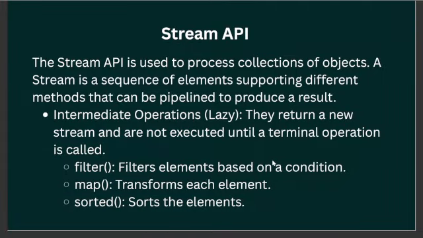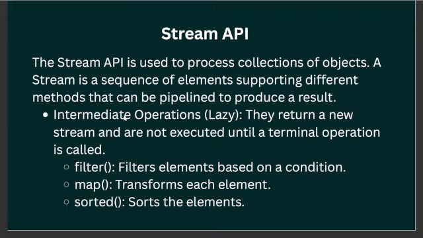The next topic will be Stream API. Let's talk about Stream API, which is used to process collections. It works with two types of operations, which I will explain. The Stream API is used to process collections of objects. A stream is a sequence of elements supporting different methods that can be pipelined to produce a result.